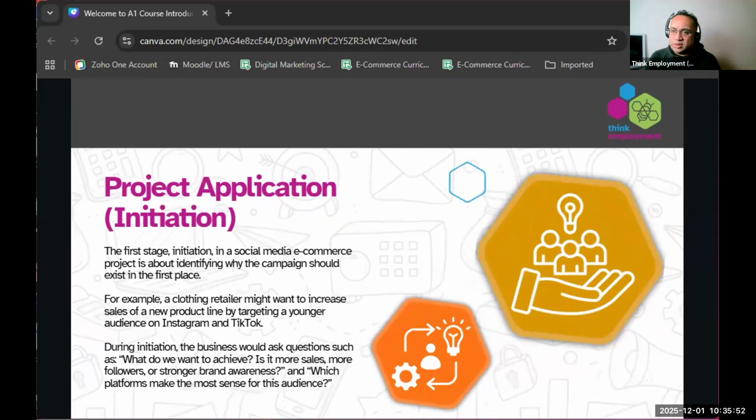At this point, it's about deciding whether the campaign is worthwhile, and setting those clear goals before investing any time. So it's very similar. The first stage, initiation in social media e-commerce, because we're talking about social media and e-commerce, so we're going to have to tap into that. It's about identifying why the campaign should exist in the first place, because up till now we've been talking about project management in general, right?